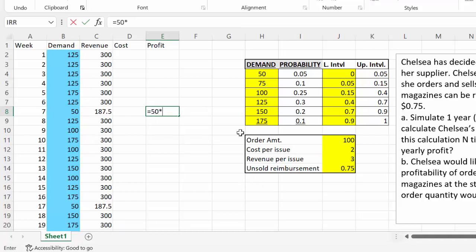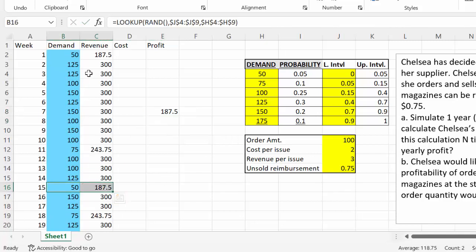It's going to be 50 times 3 plus what we have to send back for reimbursement, which is 100 minus 50, right? Because again, you brought in 100, sold 50, so you're sending 50 back. So 50 goes back, multiplied by the reimbursement of 0.75. Okay, and that's 187. So you see when 50 is there, everything else recalculates.